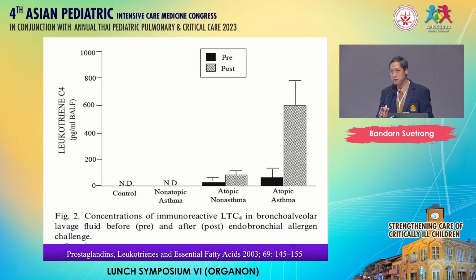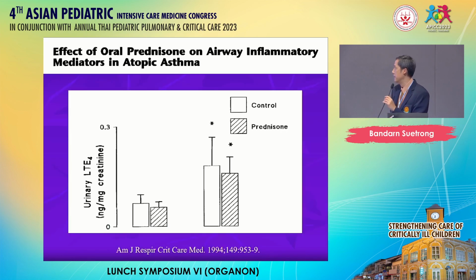And if we perform the allergen challenge test in atopic asthma, we will find that the leukotriene goes very, very high quickly after the antigen challenge test is performed. So the leukotriene is an important pathway in terms of inflammation in the airway of asthmatic patients.